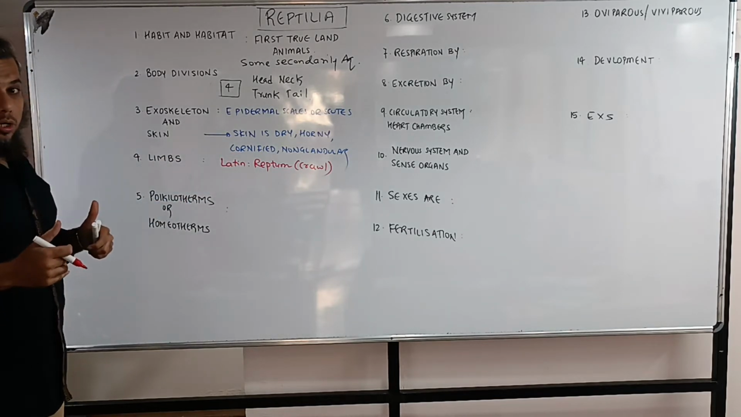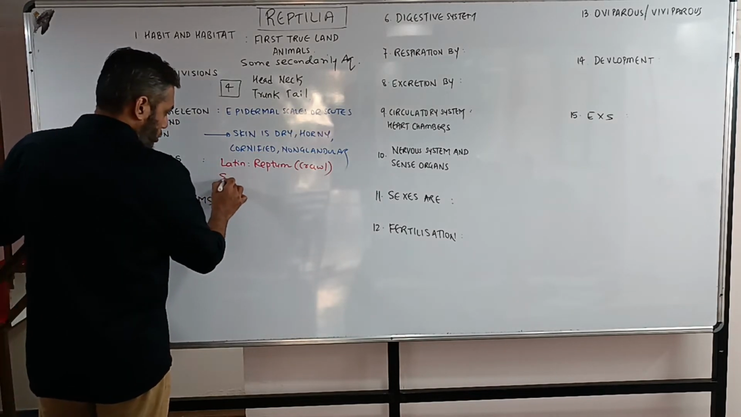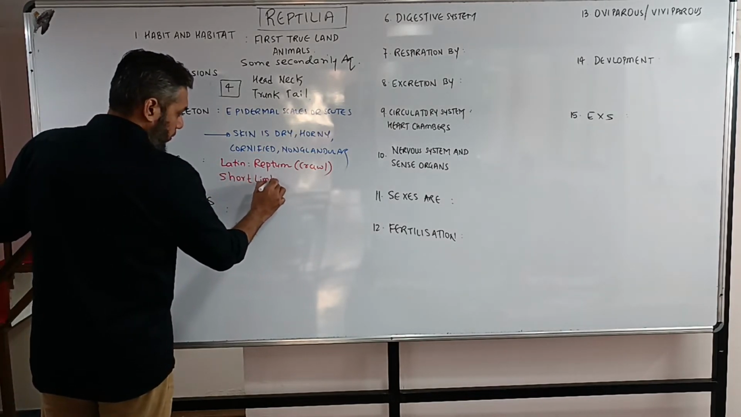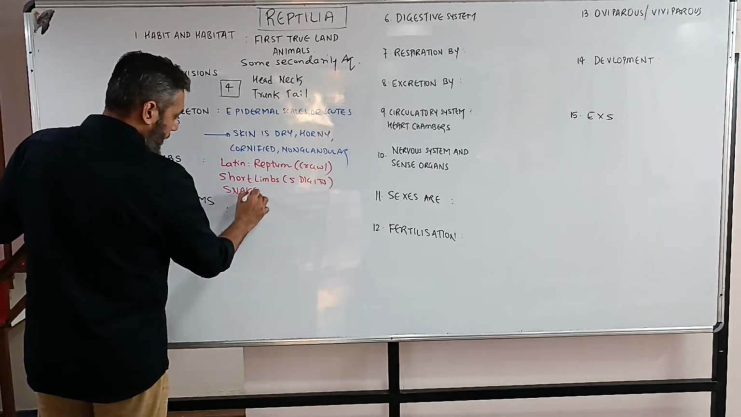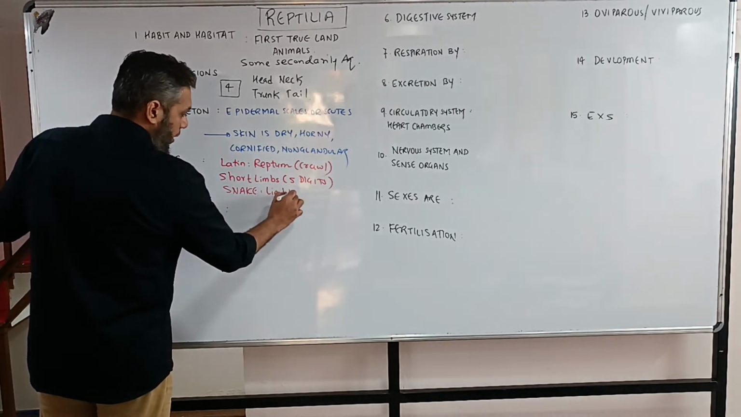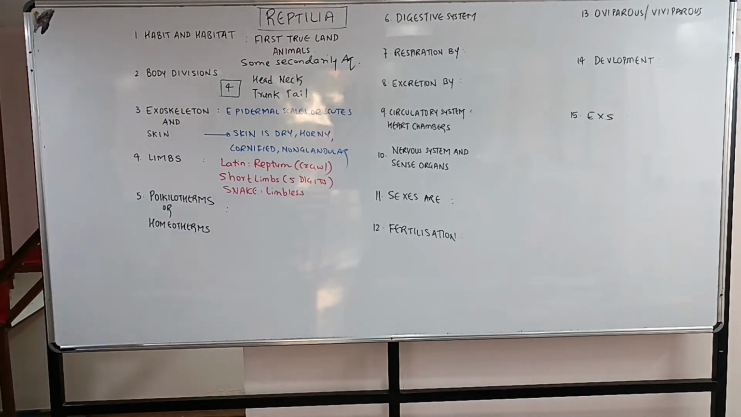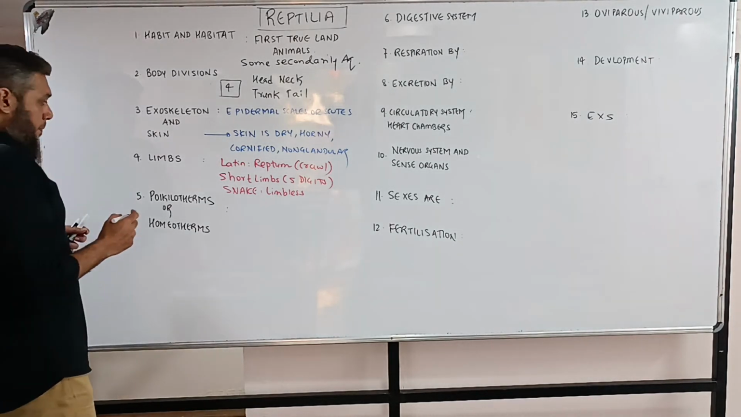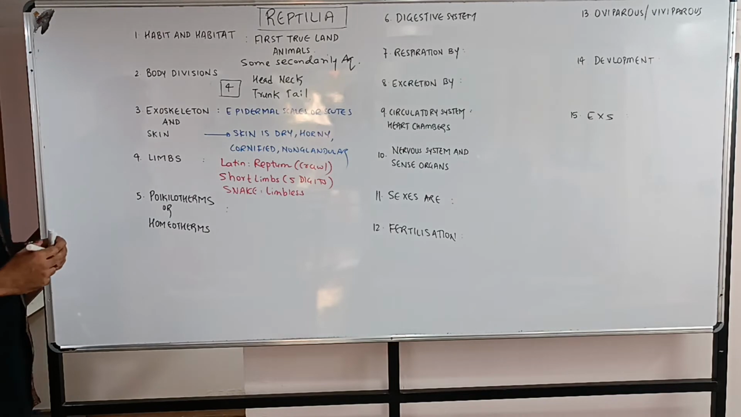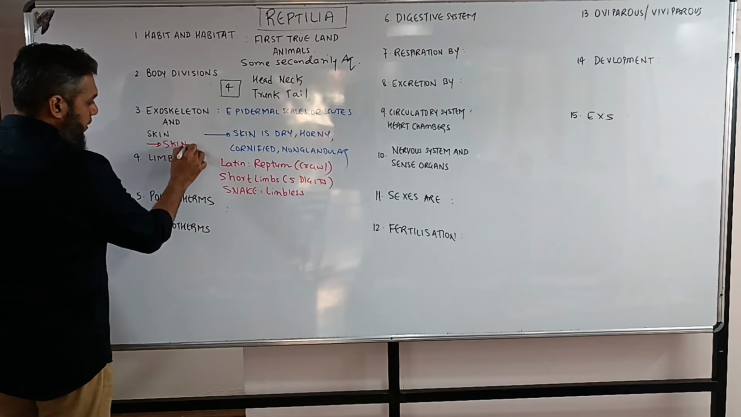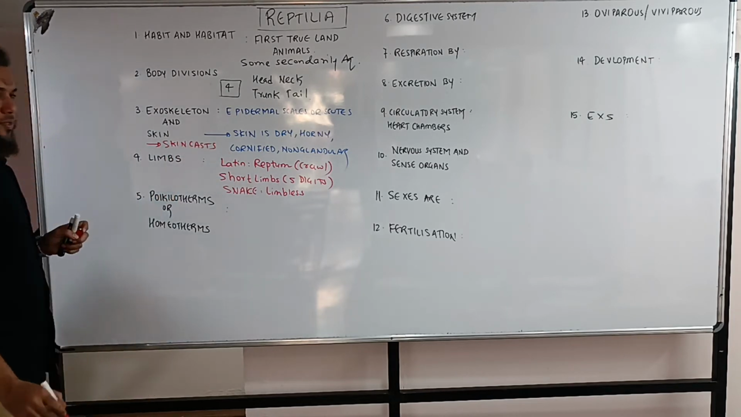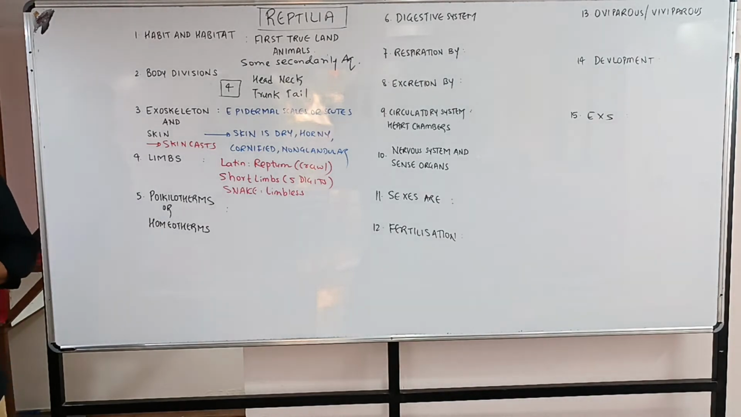So do they have long limbs or short limbs? Short limbs, with 5 digits. And in the case of snakes, some reptilia, the limbs are absent. So they belong to which category also? Limbless. Clear everybody? Here I like to add one more point. Some of them, like snakes and lizards, remove their skin in the form of skin casts. Lizards and snakes remove their skin in the form of what? Skin casts. Did you understand all the points?